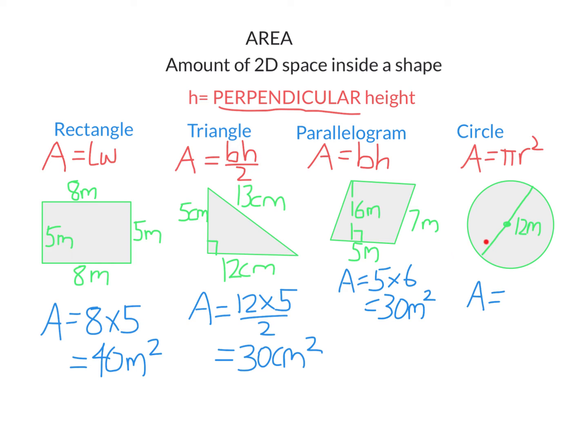So here I've actually given you the diameter is 12, so that means the radius will be half that, 6. So it will be pi times radius squared, and you'll get a weird number again. To one decimal place, it's going to be 113.1, and it's going to be meters squared. All right, let's now look at volume.